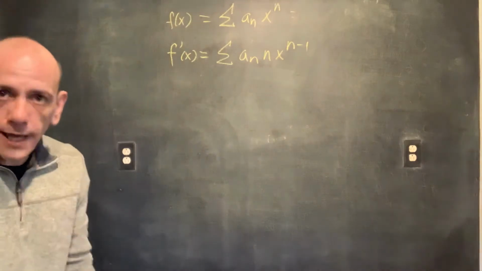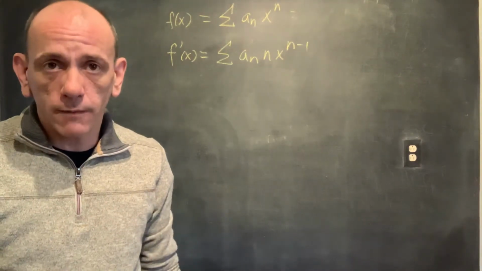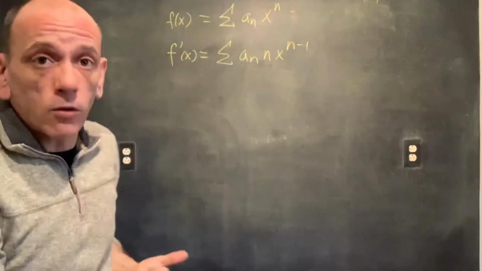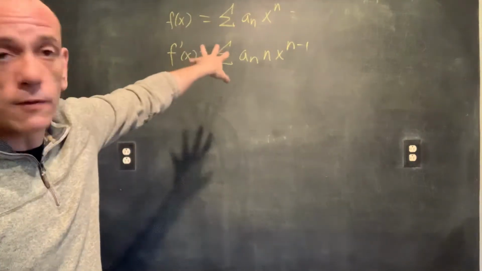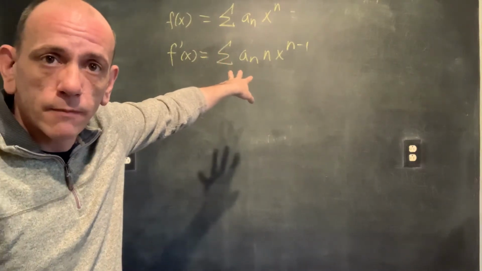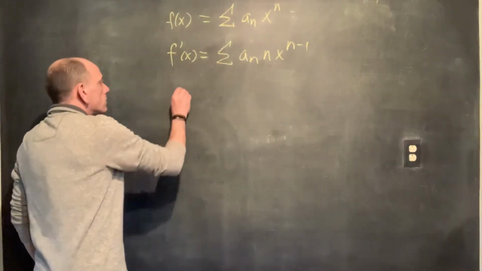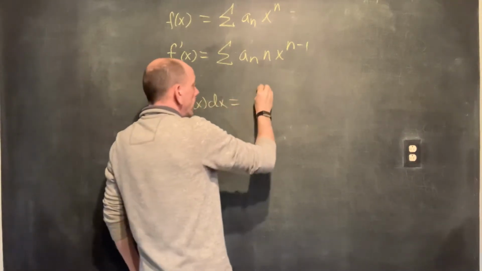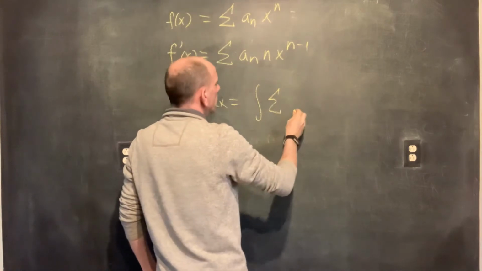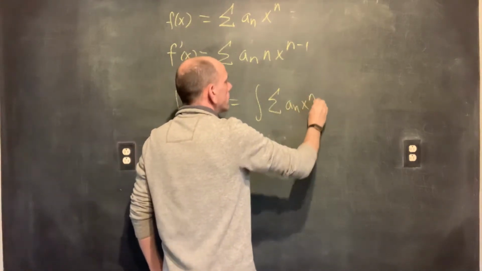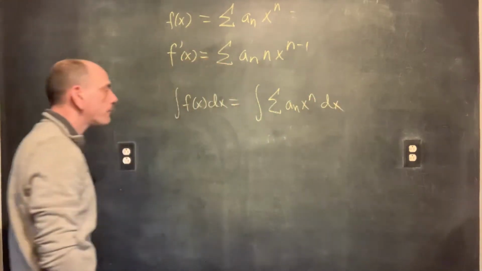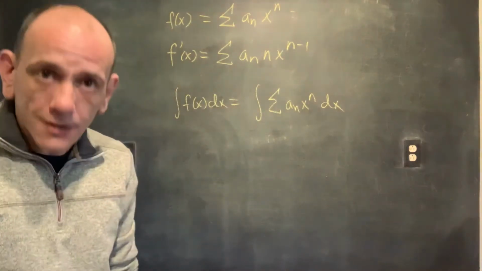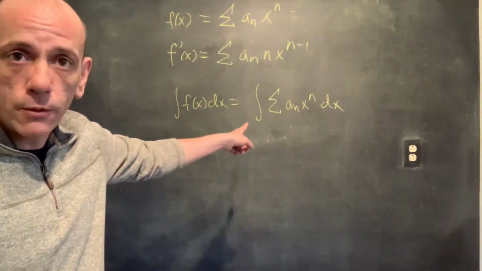Okay, and by the same argument, or similar argument, if f of x is equal to that series representation, then the integral of f is equal to the integral of that series representation. So the integral of f of x dx is the integral of the sum of a sub n x to the n dx. But the integral of a sum is the sum of the integrals. So I can pass that through.